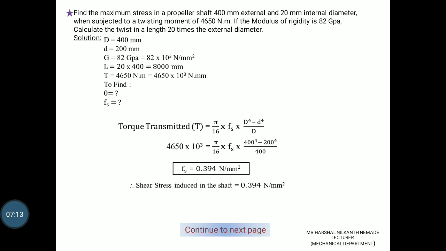Torque transmitted formula is pi by 16 into Fs into capital D raised to 4 minus small d raised to 4, divided by D. So there is a propeller shaft which is hollow, so I have taken the hollow circular shaft formula, so I will get Fs is equal to 0.394 Newton per mm square. Therefore shear stress induced in a shaft is 0.394 Newton per mm square.